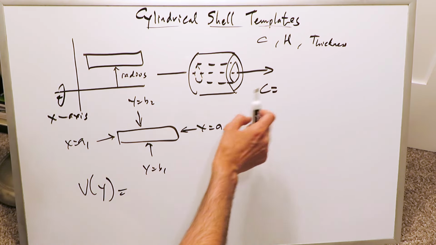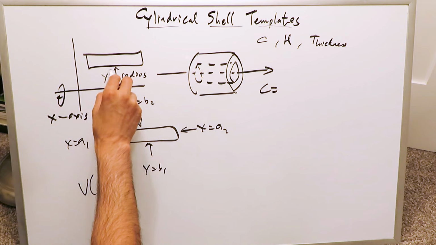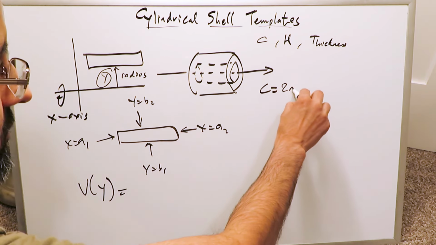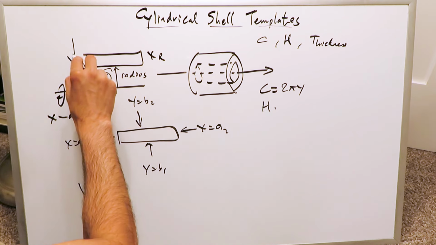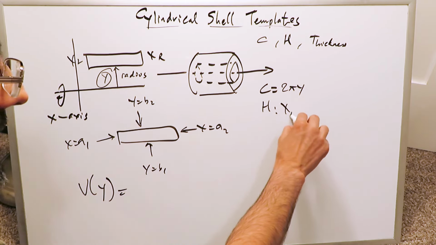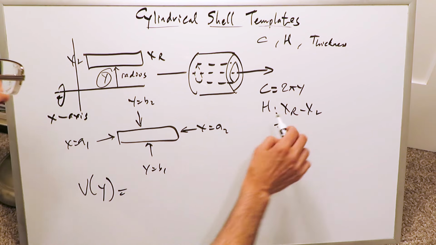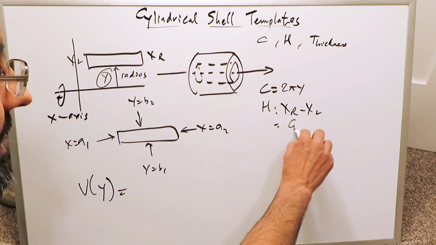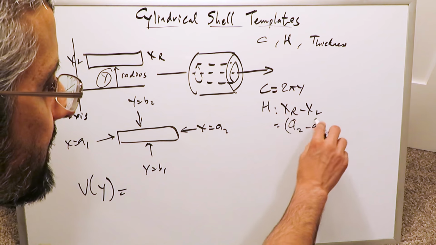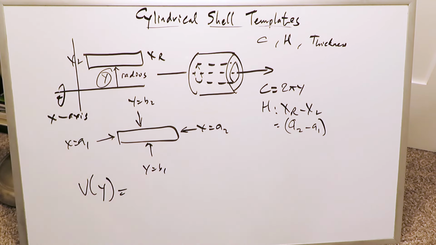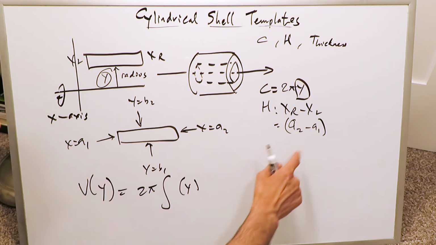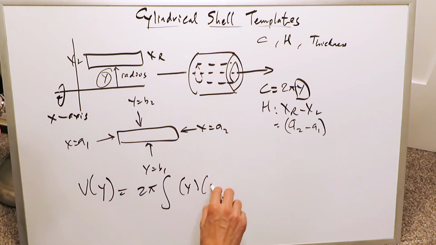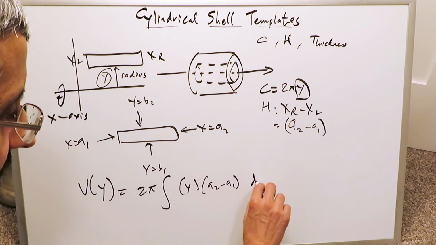Your circumference here will have a radius component. The radius component here is a y, so it's going to be 2 pi y. Your height here is going to be now basically xr minus xl. What is that? Right boundary curve minus left boundary curve, which in this case will be a2 minus a1. That's what it is. And all of that comes into play right here. You have a 2 pi, then you have y multiplied by your height, a2 minus a1, with respect to dy.